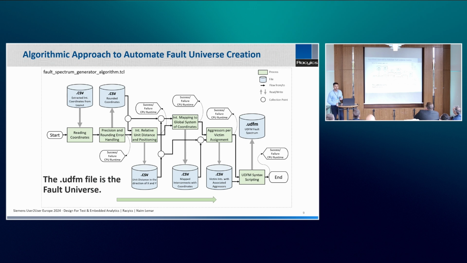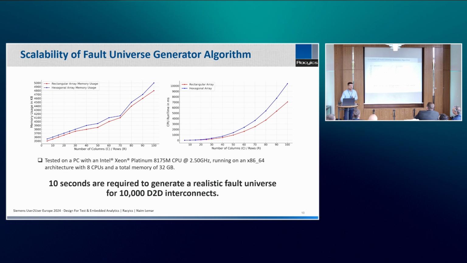Because in the future, we will be talking about tens of thousands of interconnects. So is it scalable or not? We have tested this for 10,000 interconnects. If you look at this graph, we have rows and columns in an array, starting from 10 by 10 up to 100 by 100, which will be 10,000 interconnects.